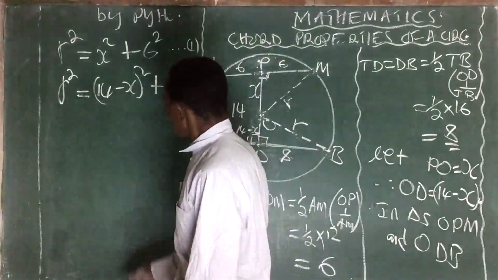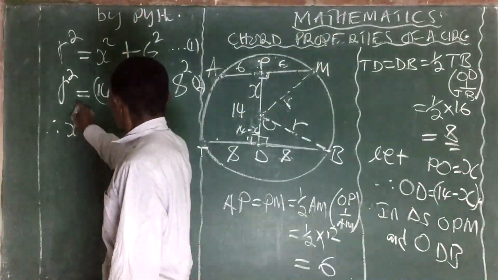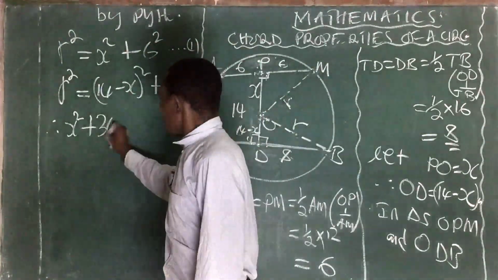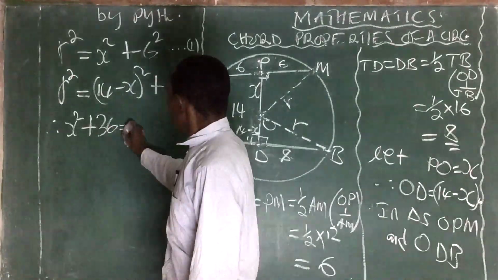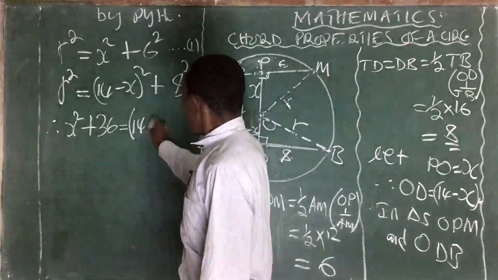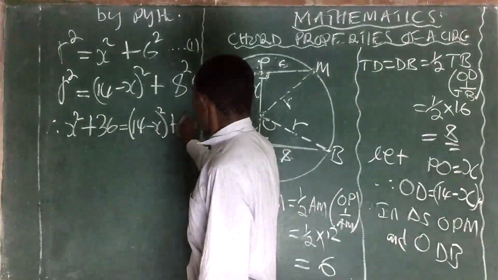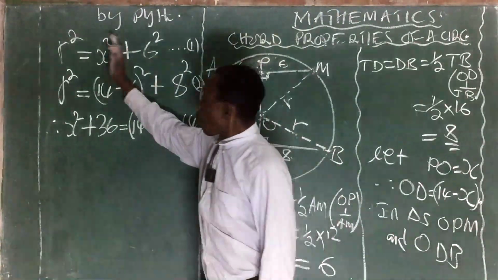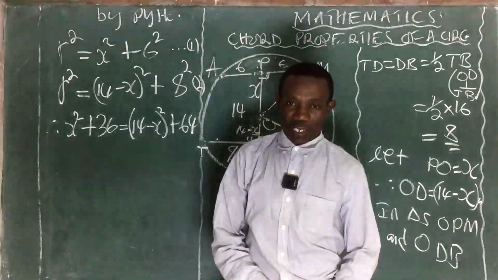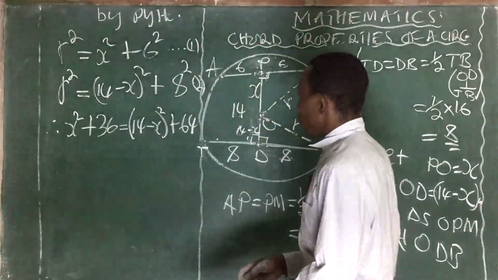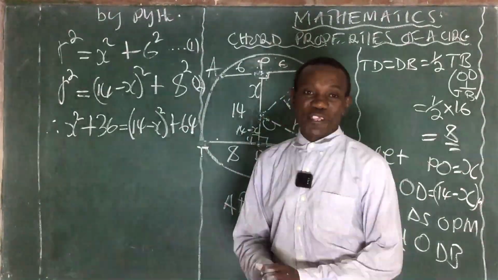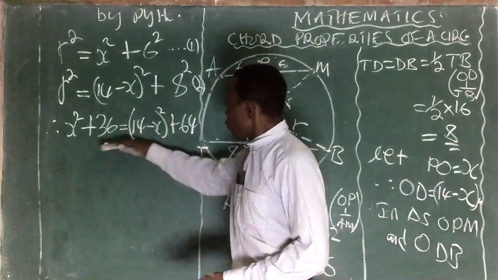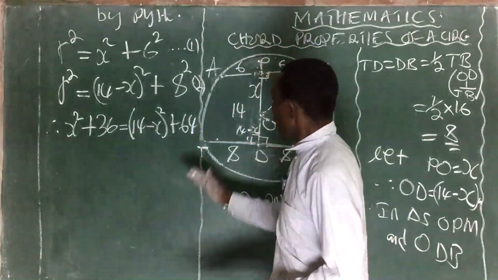So we expect that X squared plus 6 squared, which gives us 36, so you have 36 equal to 14 minus X squared plus 64. This expression should be equal to that expression because they're both defined by R squared. Now what are we going to do? Our target here is to find the value of X. So you just have to solve this equation and be able to find the value of X.